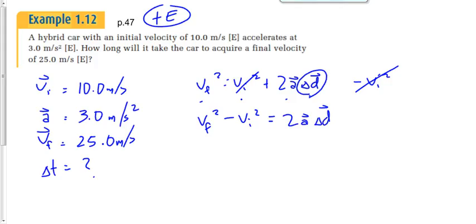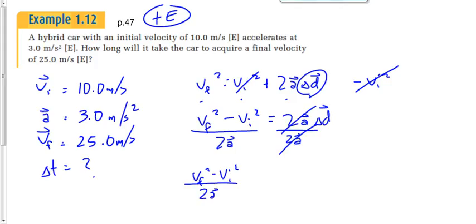Then get rid of what is attached. What's attached? Now, I already told you it was the 2 and the A. I can take those over separately or together. Divide both sides by 2A, and look what happens. I'm left with VF squared minus VI squared over 2A equals delta D. All right, it's going to give me delta D. Not what I'm looking for, but that's okay. It's not wrong. The only way it would be wrong is if I solve for T here and get the wrong number.